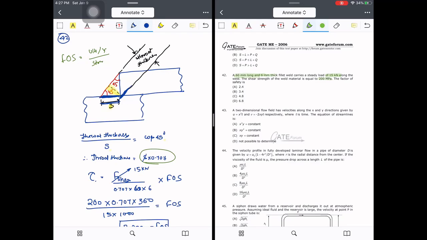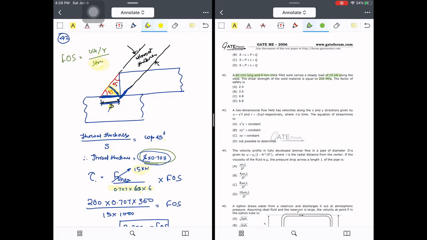Okay, so where the shear is acting? The shear will be acting here, right? Shear will be acting at this surface, and since this surface is elongated to a very long 60 mm, the total area will be, I'm sorry, the throat into this length, that is equal to 0.707 into the weld size. S is the size, that is 6 into 0.707 into this 16. So this is the area that we come across.